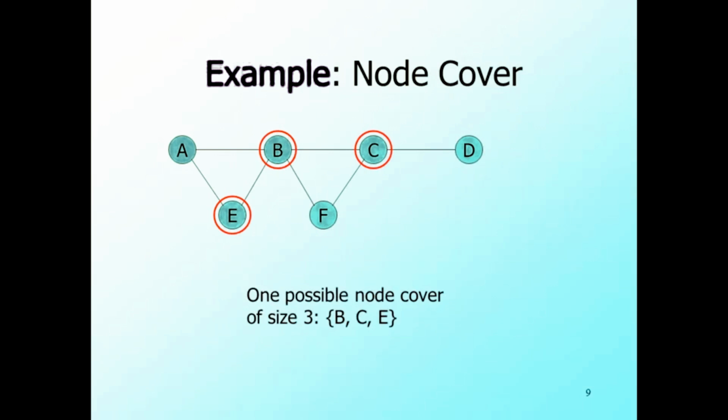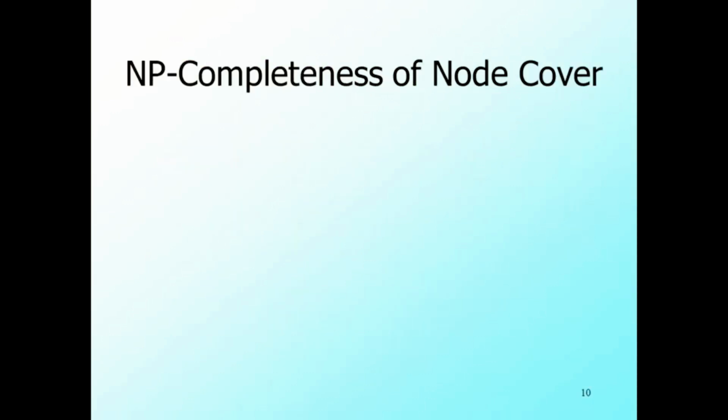The same answer applies if the instance of node cover is this graph with a higher budget. However, if we are given this graph with a budget 2 or less, the answer is no. We're now going to prove node cover to be NP complete. Okay, we'll give a polytime reduction from 3SAT.